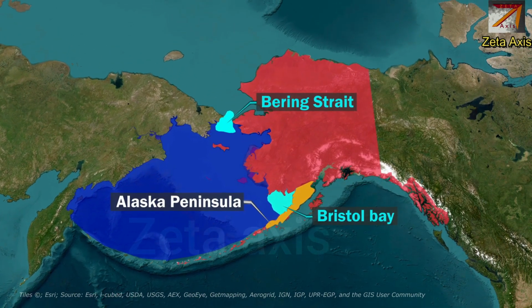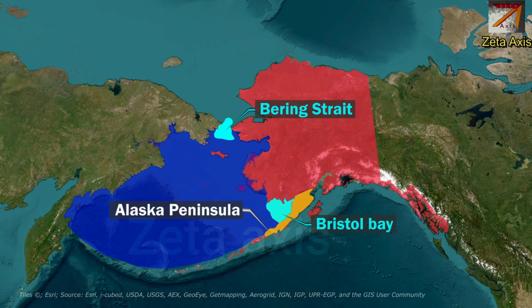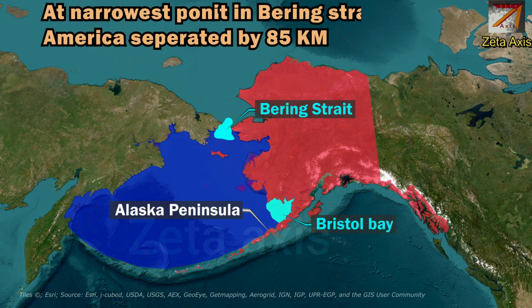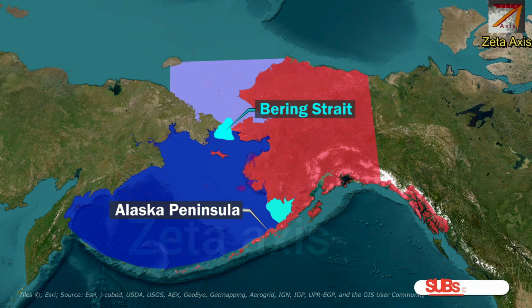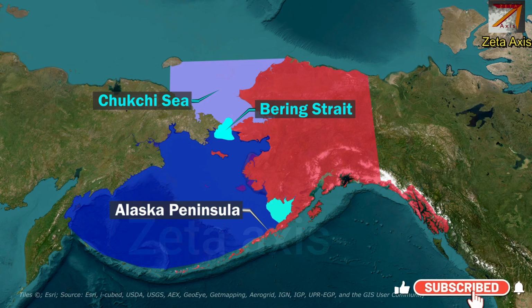Bering Strait is the northmost part of Bering Sea or Pacific Ocean. The Bering Strait separates the continents of Asia and North America, and at the narrowest point, we see that these two continents are separated by 85 kilometers. The Bering Strait connects the Bering Sea with the Chukchi Sea of the Arctic Ocean.